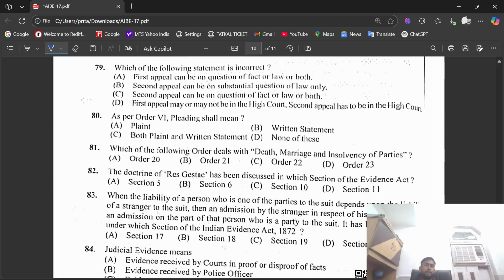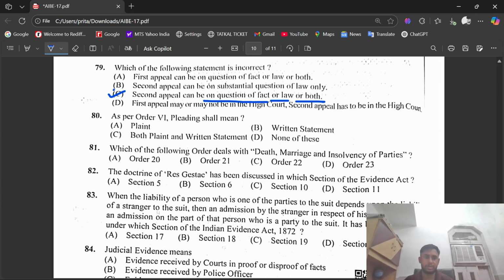Question number 79. Which of the following statements is incorrect? The options that we have: Option A, first appeal can be on question of fact or law or both. Option B, second appeal can be on substantial question of law only. Option C, second appeal can be on question of fact or law or both. Option D, first appeal may or may not be in the High Court. Second appeal has to be in the High Court. The right option is option C, that is, second appeal can be on question of fact or law or both.